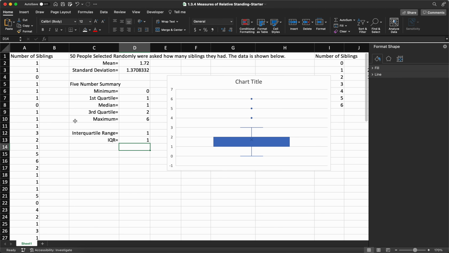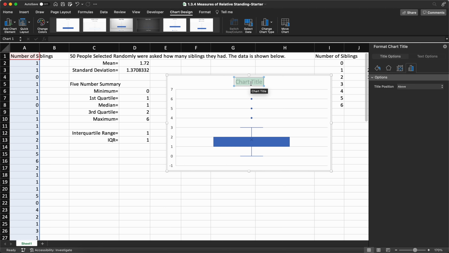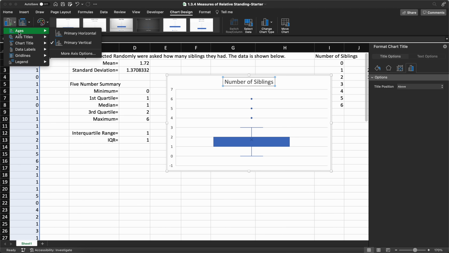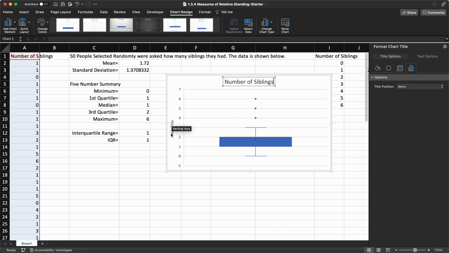And this is sort of our measure of spread when it comes to data that is not symmetric. So we're going to choose the median as our measure of center and our interquartile range as our measure of spread. And here we have the number of siblings. And I only need a vertical axis here because there is nothing along the horizontal axis. There's no data there. There's just a picture.